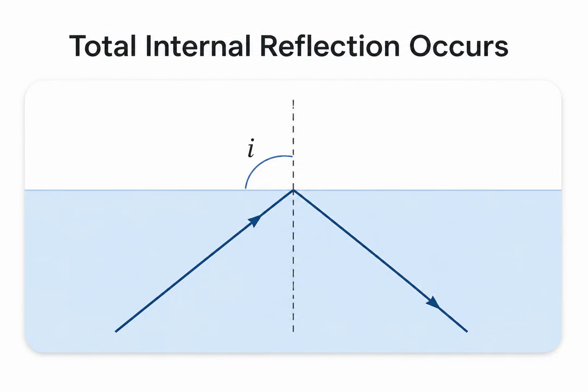Now, what happens if we increase the angle of incidence even further, pushing it beyond that critical angle? The light can no longer refract into the less dense medium at all. Instead, the entire ray is totally reflected back into the denser medium. This complete bounce back is what we call total internal reflection.